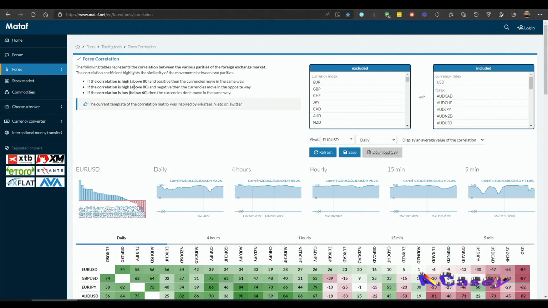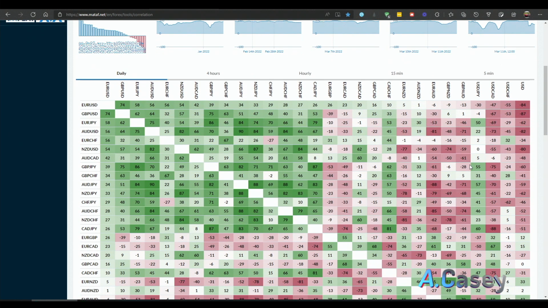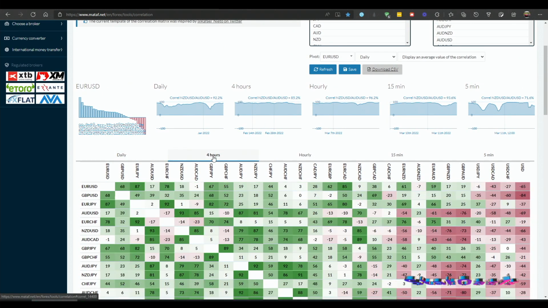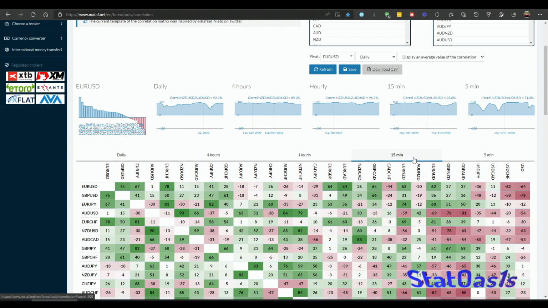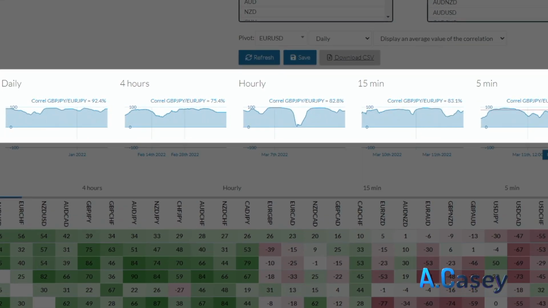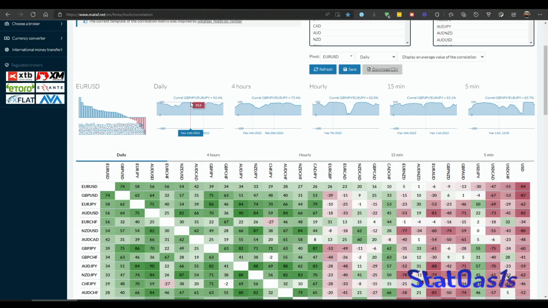So here is another site, mataf.net, and this one plots a heat map, and this is daily, and you can go to 4 hours, hourly, 15 minutes, and 5 minutes. Let's look at another one. So this is British Pound Japanese Yen and Euro Japanese Yen. And now we can see on all time frames, we are above 70. So this is highly correlated on short time frames. From 5 minutes all the way to daily, we are highly correlated.